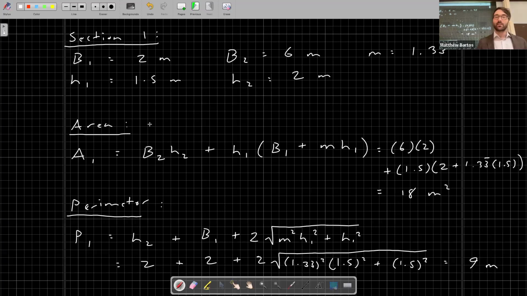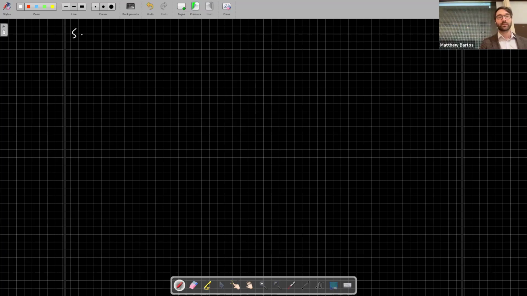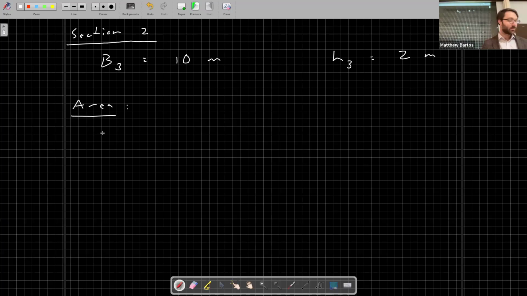So let's do these same geometry calculations for the right side. For section 2, let's write out our dimensions here. So B3, the width of that rectangle, is 10 meters. H3, the height of the water in that rectangle, is 2 meters. So for the area, it's not too difficult. All we need to do is multiply B times H. So the area of the second section is going to be B3 times H3, which is equal to 20 meters squared.